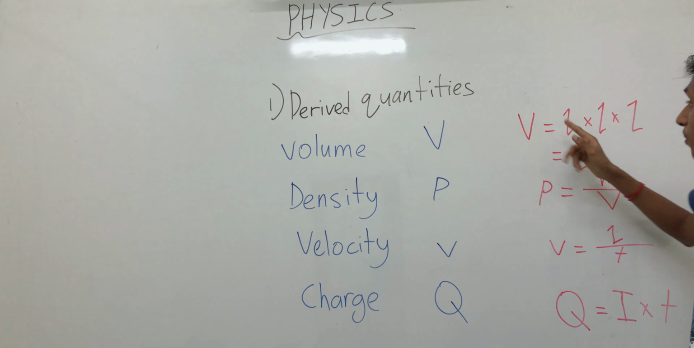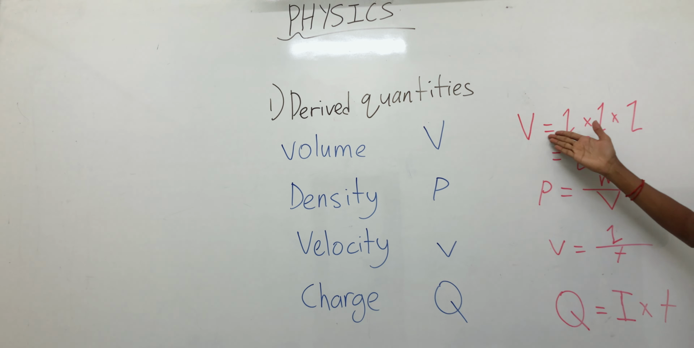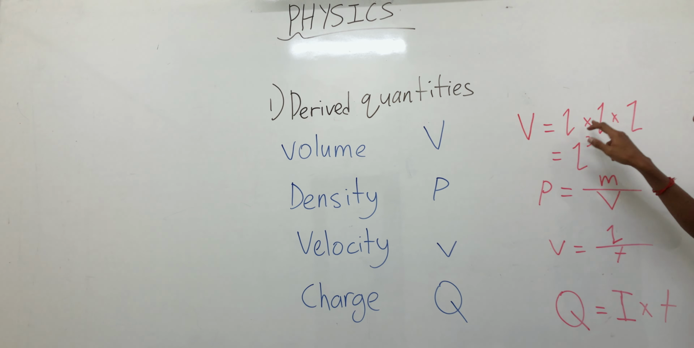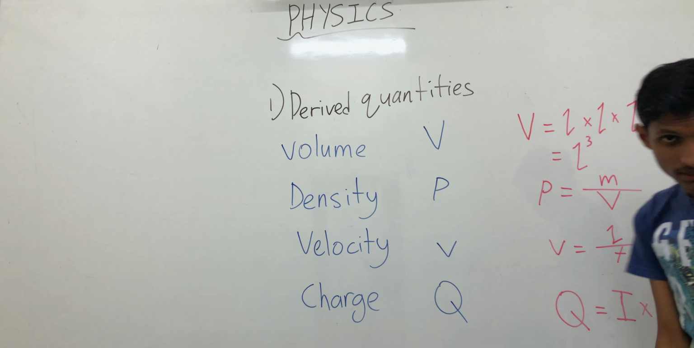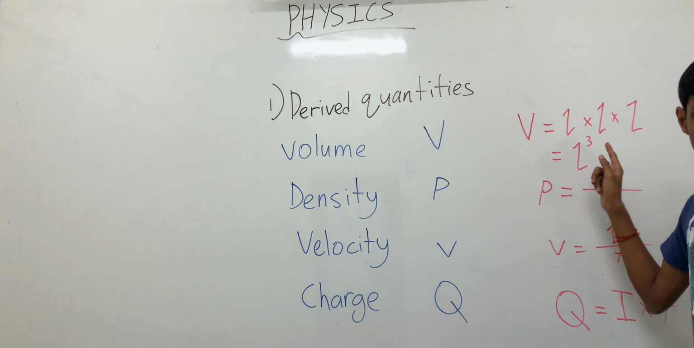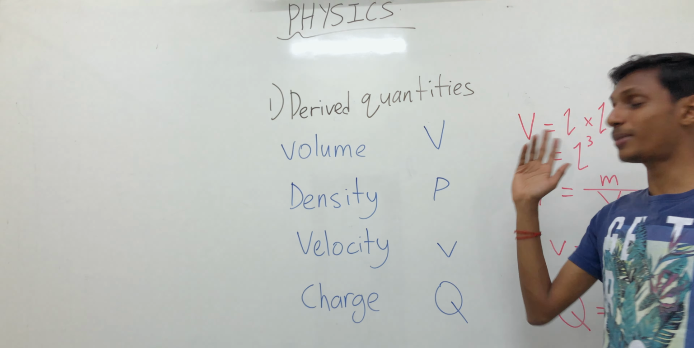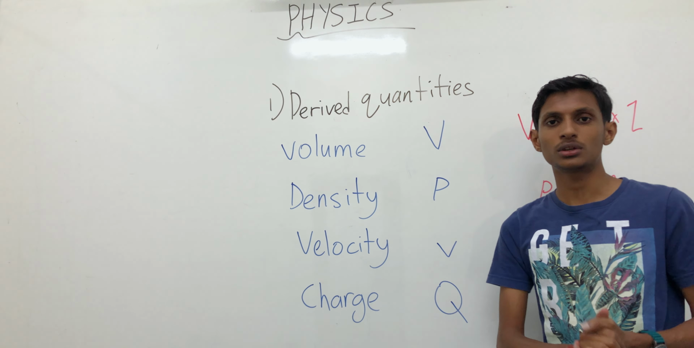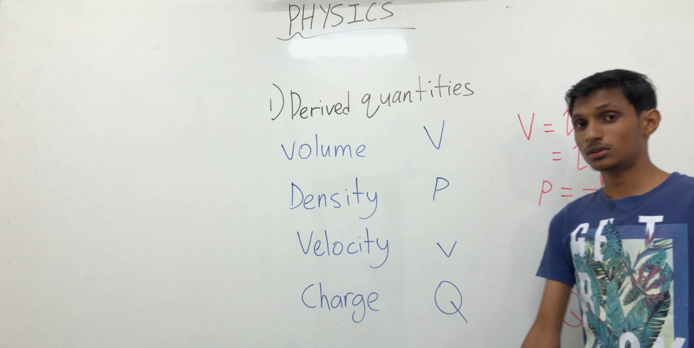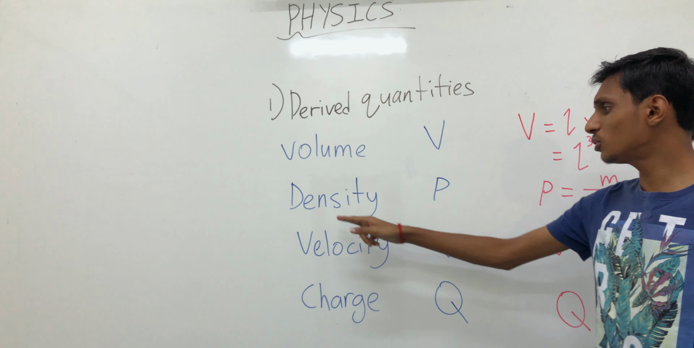So yeah, this is the formula. V, volume, equals length times length times length, or length to the power of 3. This is pretty straightforward, very easy. You've learned it in mathematics, so it's not a big deal to memorize, and it's pretty easy. Now let's go into density.